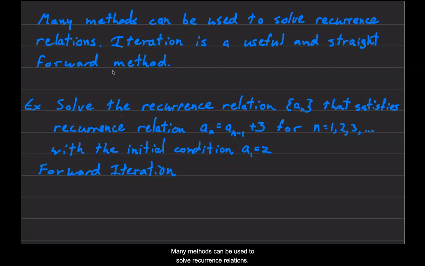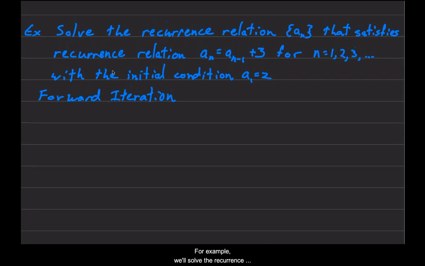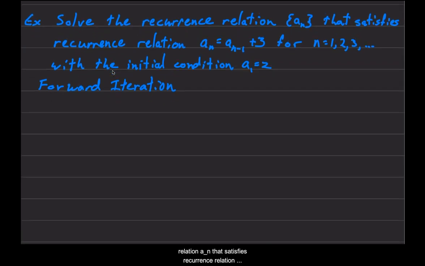Many methods can be used to solve recurrence relations. Iteration is a useful and straightforward method. For an example, we'll solve the recurrence relation a_n that satisfies a_n is equal to a_{n-1} plus 3, for n is equal to 1, 2, 3, and so on, with the initial condition a1 equals 2. And we'll do this using forward iteration.